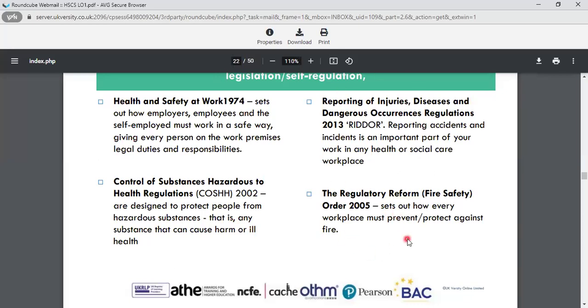Then you have the Regulatory Reform, which has fire safety in it. So this sets out that every workplace must prevent or protect against fire.